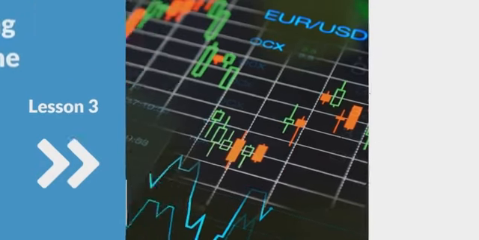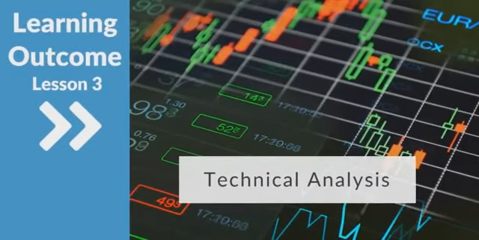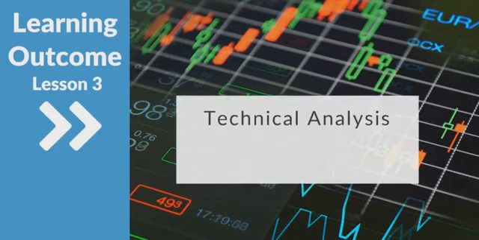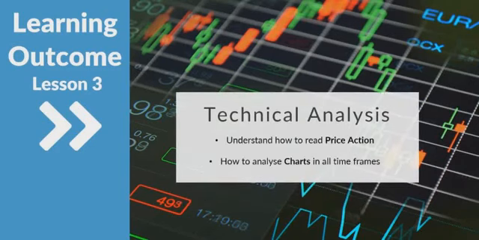But what's the main learning outcome for today in lesson 3? Well, the main outcome really is to understand how to read price action, what tools we're using to read price action, and how to start analyzing the charts in all time frames to see opportunity, and not necessarily just in Bitcoin, but maybe the other cryptocurrencies, and also really all of the other areas we can trade in.